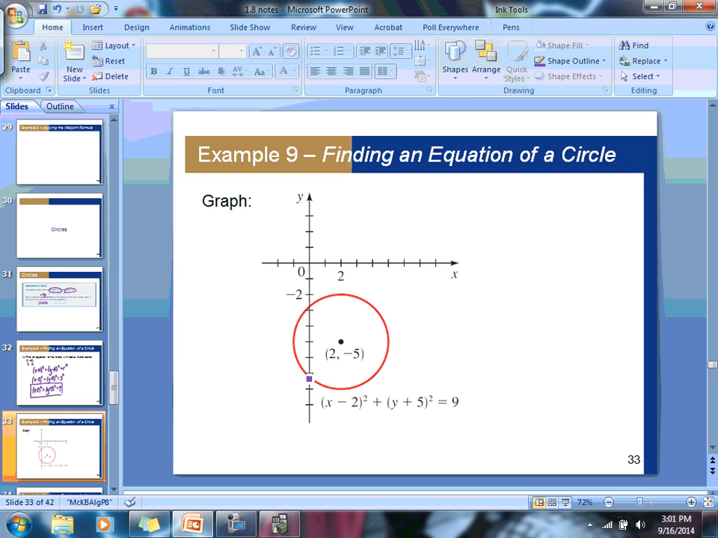So if you had to graph it by hand, you would plot 2, negative 5 for your center, and then you would go up 3 units and plot a point, down 3 units and plot a point, right 3 units and plot a point, and left 3 units and plot that point. And then you connect those points as best you can in a circle. I'm not going to grade you on how well your circle looks like a circle. Just don't make it look like a diamond or a football.